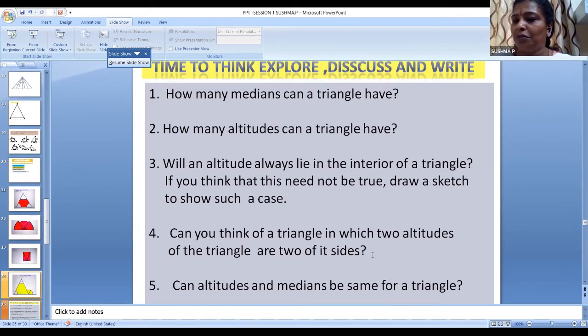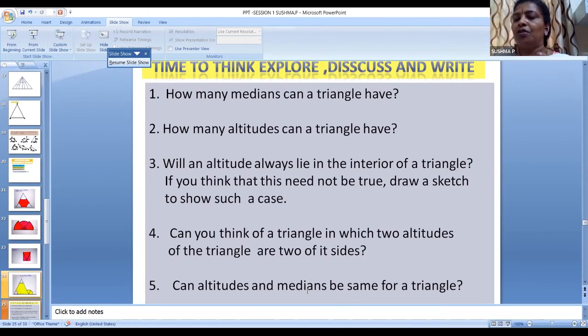Can you think of a triangle in which two altitudes of the triangle are two of its sides? Right angle triangle. Yes. In which triangle will the medians and altitudes be the same? Equilateral triangle. So this understanding is very, very important.